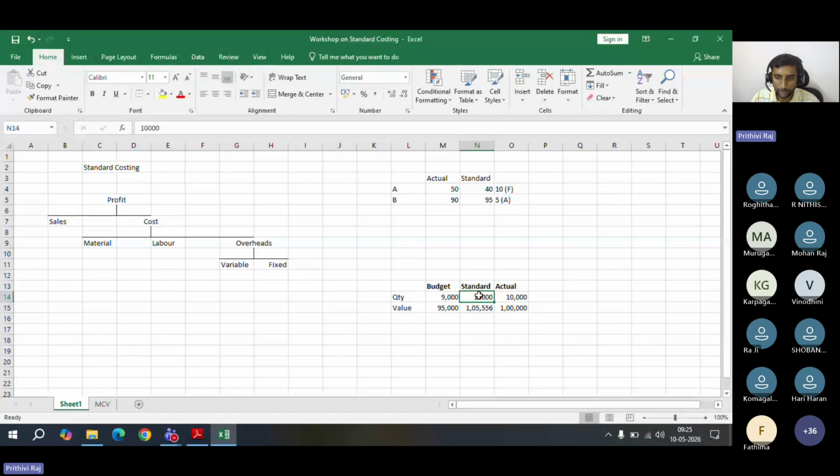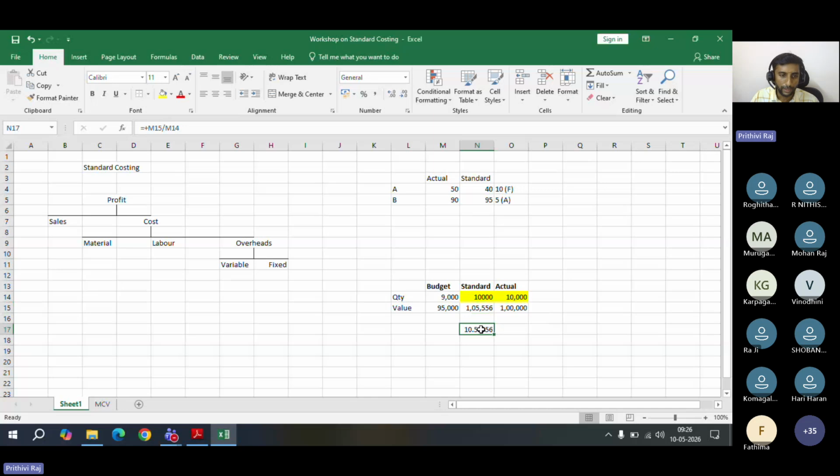Now I will compare this standard with these actuals. I won't compare 95,000 with 1 lakh. I compare 1,05,000 with 1,10,000. So 10,000 is the actual. So I took the same quantity, and I just put the color here. And this is based on the budget rate. So I took one rate. So the value per unit is 10.5. This 10.5 I did not multiply by 9,000. I multiplied with 10,000 to arrive at 1,05,556. Okay. Now these two I compare. I don't compare these two. So this is the actual comparison which you are going to do.